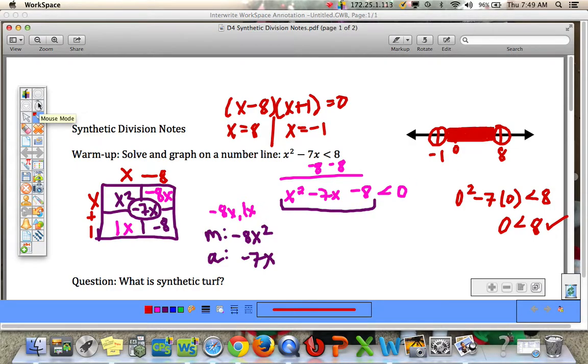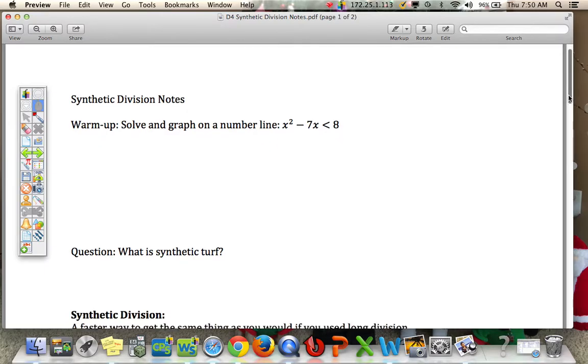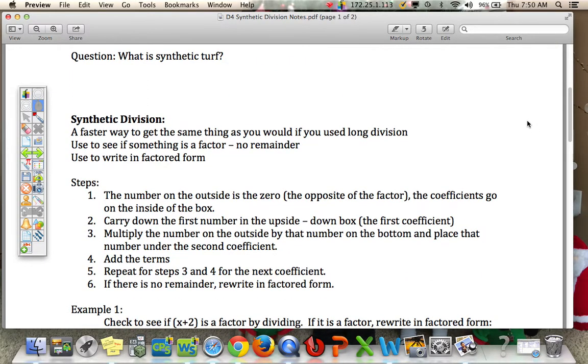All right, let's get to today's lesson. We're going to start with the question, what is synthetic turf? Synthetic turf is artificial turf. So it is turf, but it's another way of doing it. And that is what synthetic division is. It is long division, what we did yesterday, but another way of doing it. In this case, a faster way to get the same thing as you would if you would use long division.